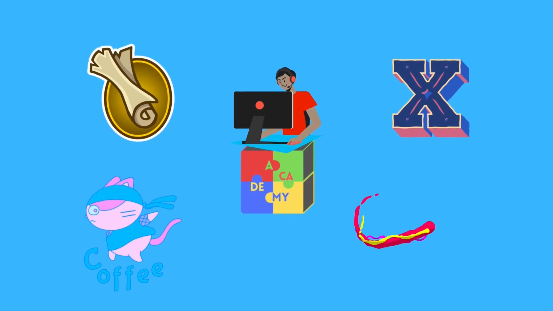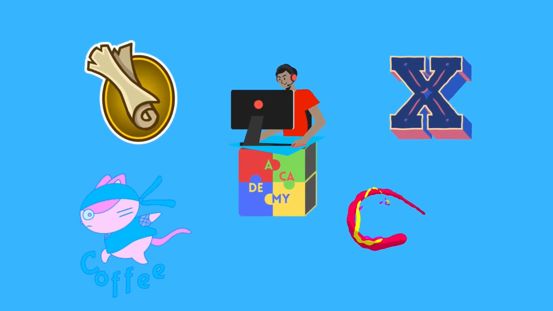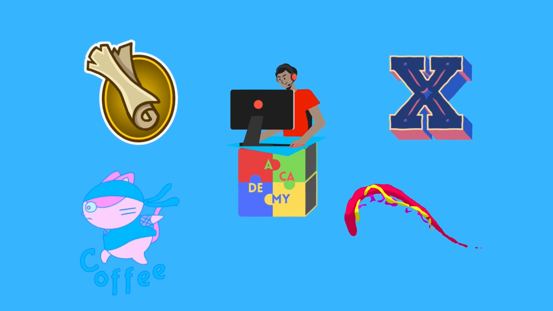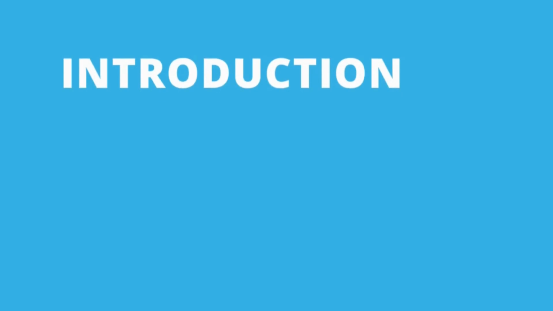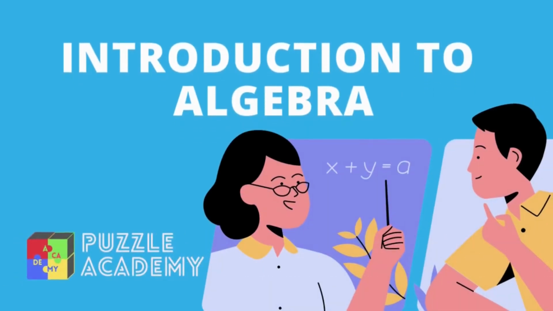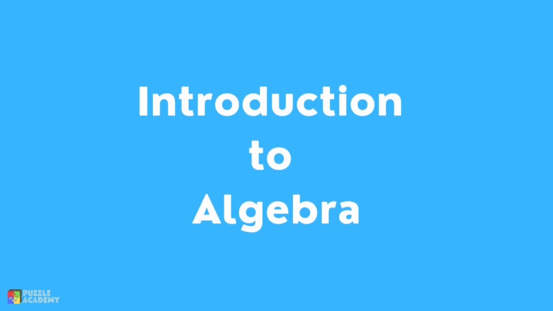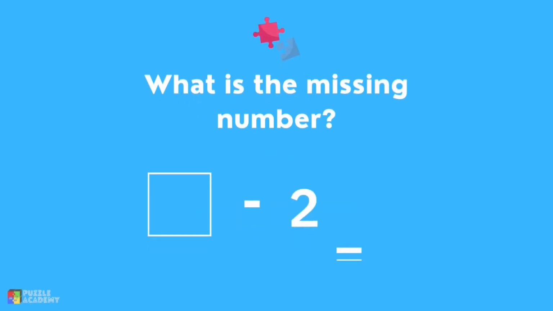With computer games, you play by running, jumping, and finding secret things. With algebra, you play with letters, numbers, and symbols, and you also get to find secret things. Algebra is great fun. You get to solve puzzles. Now, what is the missing number?